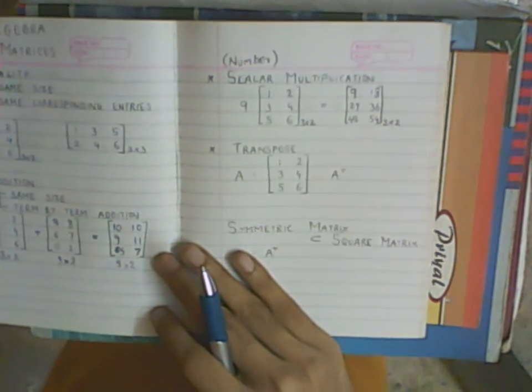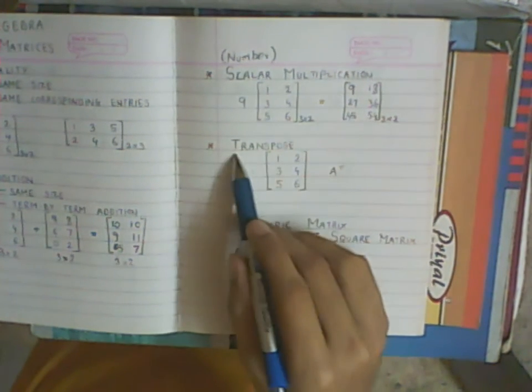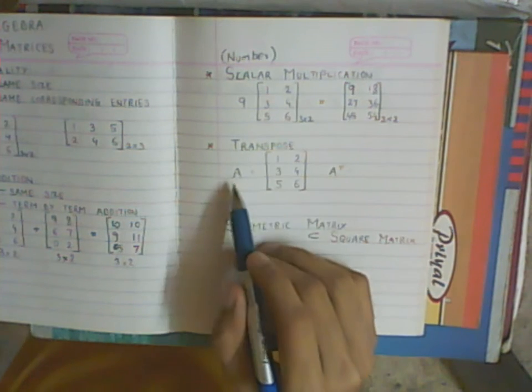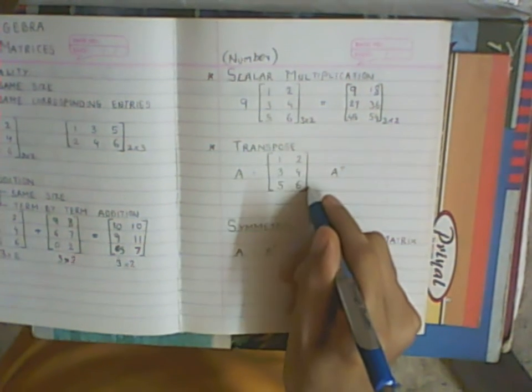The other thing you can do with a matrix is take the transpose of that matrix. So if you have a matrix like this, it is a 3 by 2 matrix.